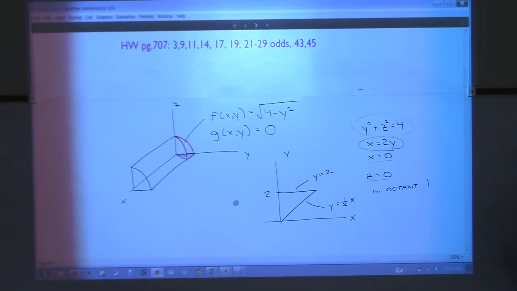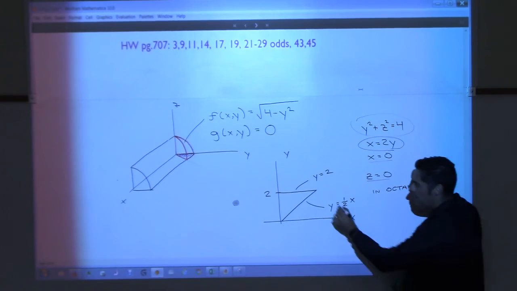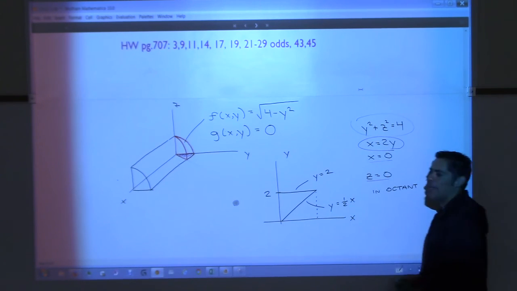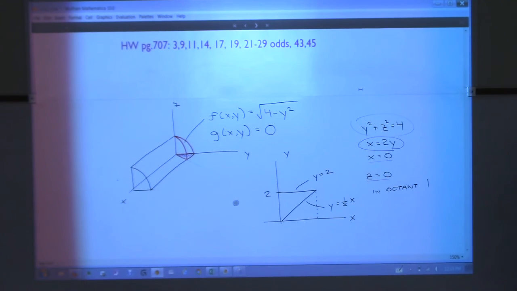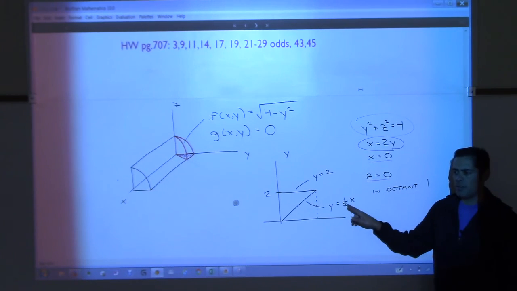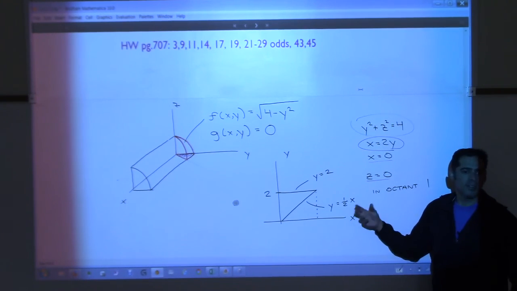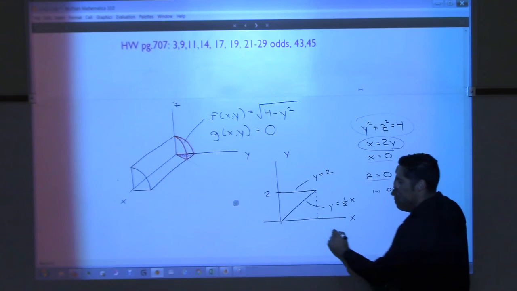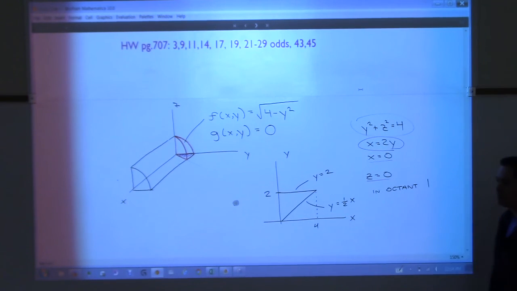Because this is a type 1 region, do you know how far it goes? Do you know your restrictions on x? 4. It should go out to 4. Because you would have to set these two equal to each other: 2 equals half of x, solve for x, x is 4. Do we have everything we need? Yes. We've got our type 1 region, our limits, and our function we're integrating.